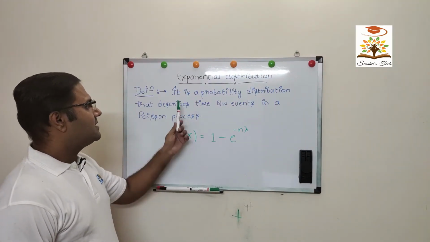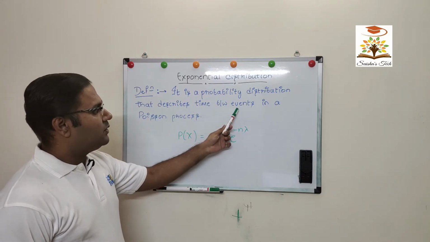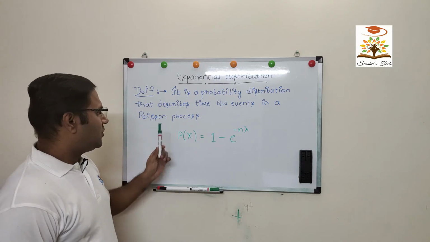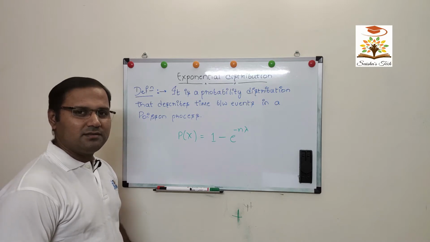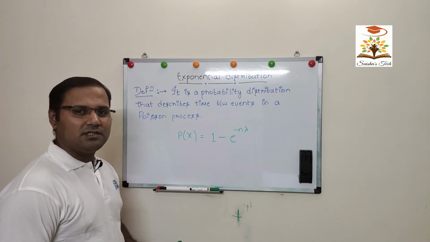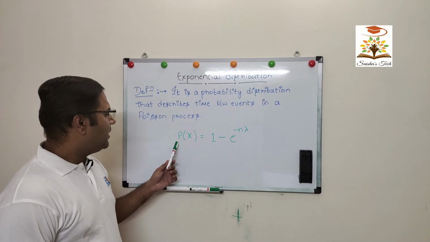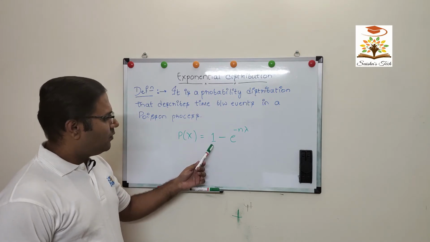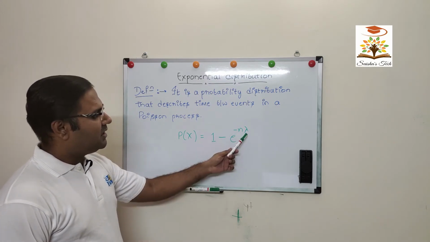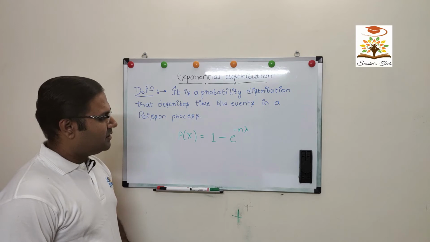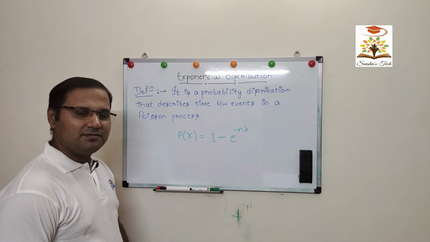Exponential distribution is a probability distribution that describes the time between two events in a Poisson's process. Now, what is Poisson's process? We will understand in the due course of the video. The probability density function for an exponential distribution at a random experiment x can be defined as p of x is equal to 1 minus e raised to minus n lambda, where lambda represents the average time between two events and n represents the time elapsed between the events.